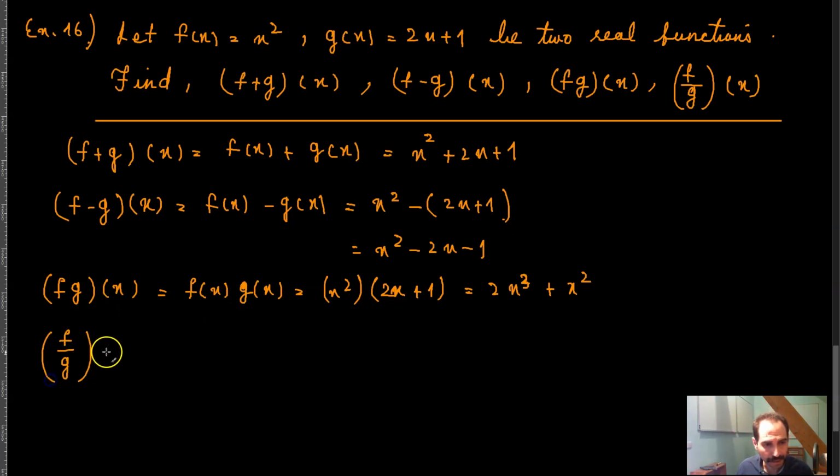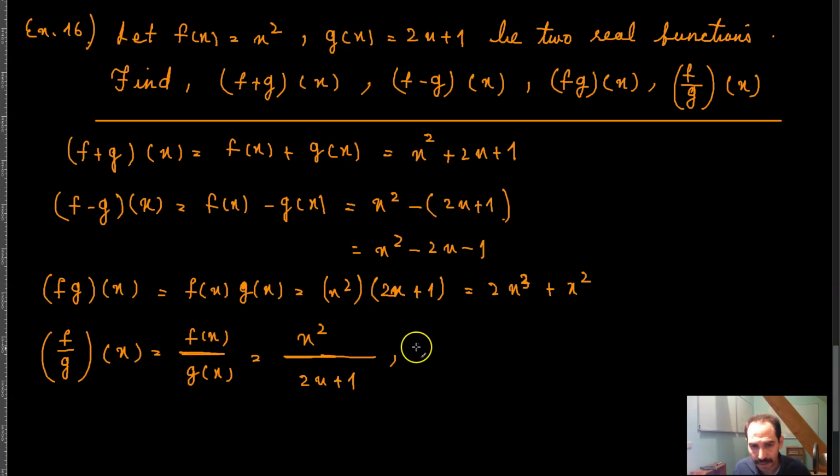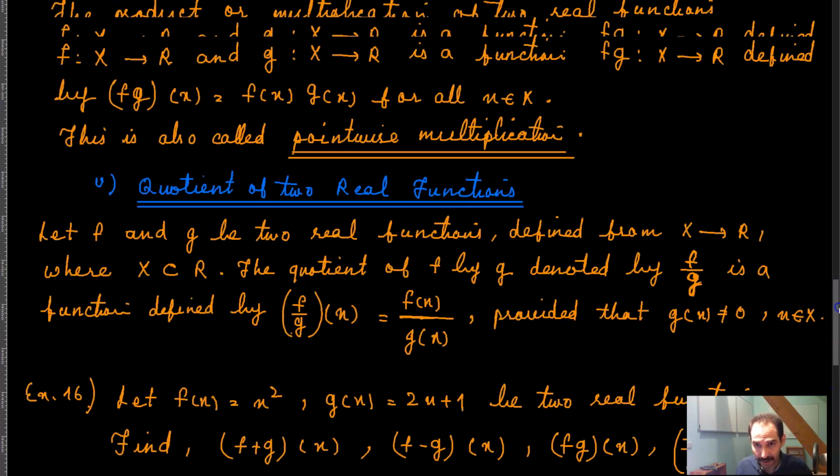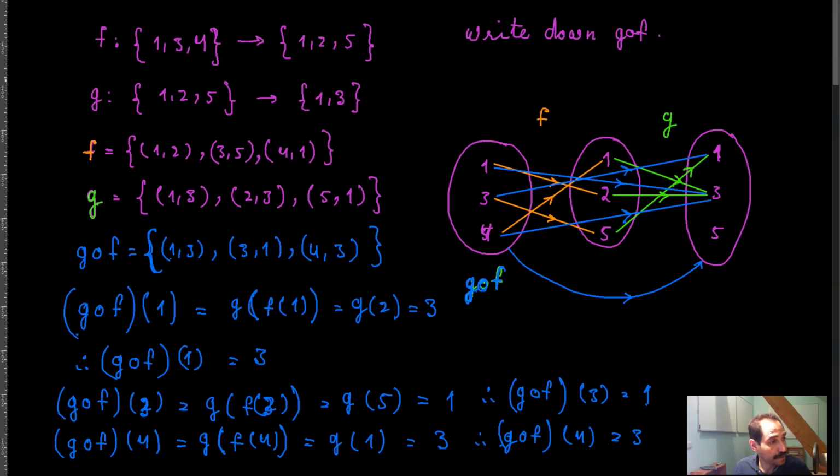And f by g of x is equal to f of x divided by g of x, which is equal to x squared divided by 2x plus 1, of course provided that 2x plus 1 is not equal to 0, so that means that 2x is not equal to negative 1, which means that x is not equal to negative 1 by 2. So that is example number 16. Now example number 17.